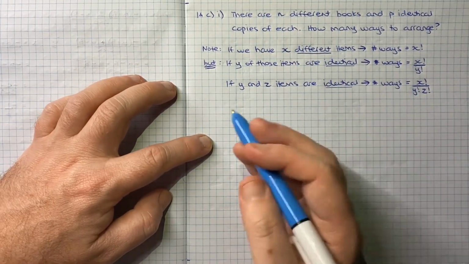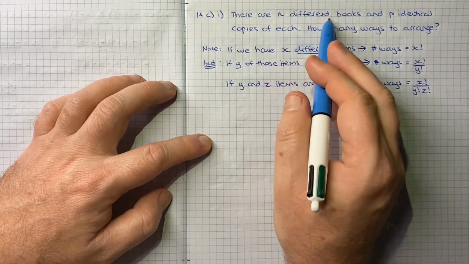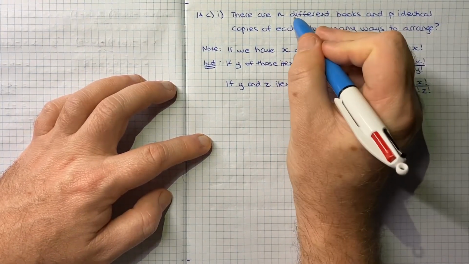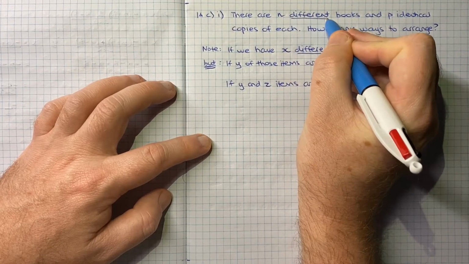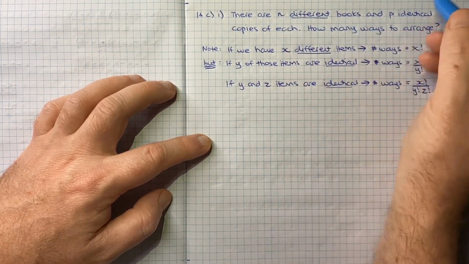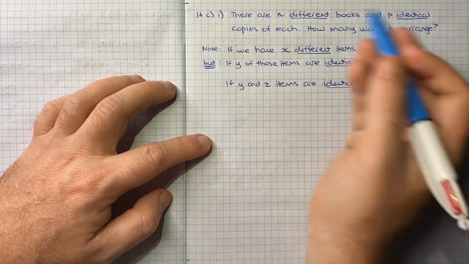And maybe a little diagram might help. So we've got n different book types, so those book types are different, but for each of those different books, we've got p identical copies.